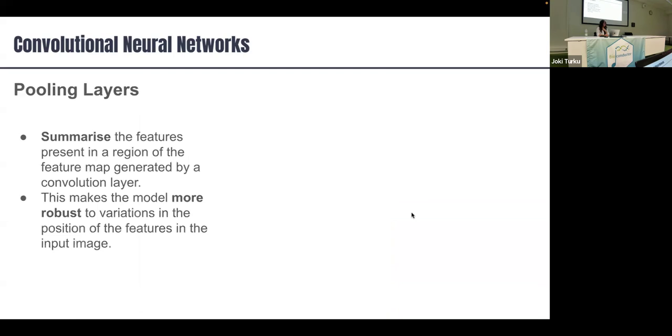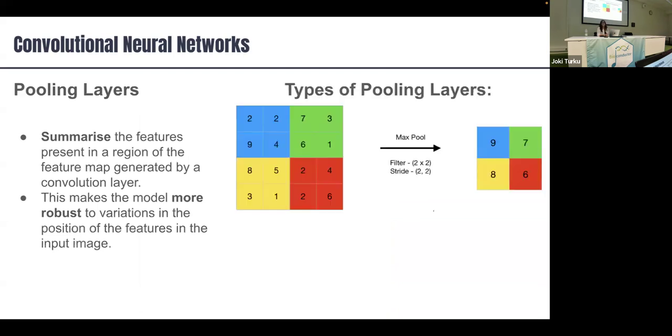Okay, then the pooling layer is going to summarize again the information inside the images. And there are 2 types of pooling layer. For example, this one is the max pool. It's going to take the maximum value in your square. So in the blue one, it takes the 9. In the green, the 7. In the yellow, the 8. And in the red, the 6.